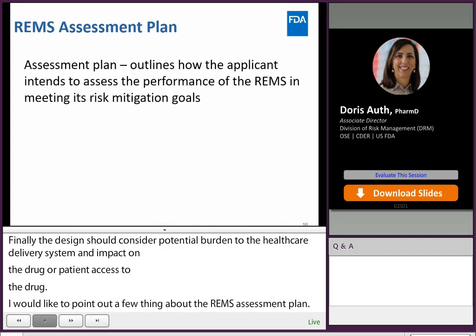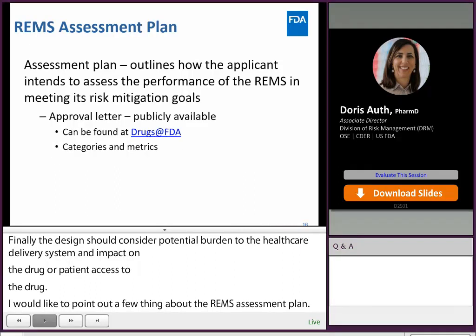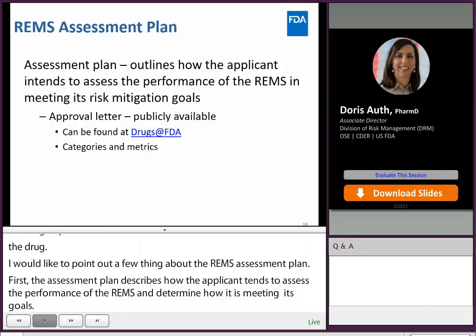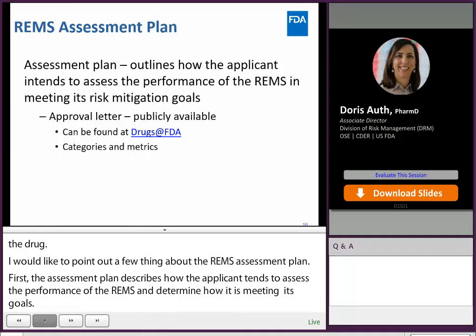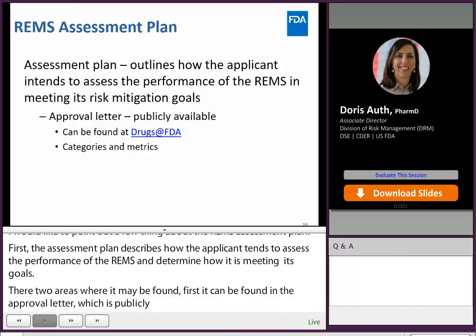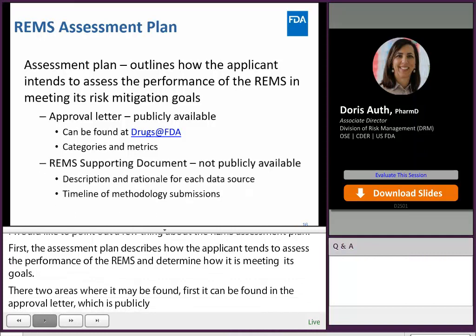There are two areas where the assessment plan may be found. First, it can be found in the approval letter, which is publicly available from Drugs@FDA. The approval letter in general includes a broad outline of the assessment categories and metrics. The assessment plan can also be found in the REMS supporting document, which unfortunately is not publicly available.